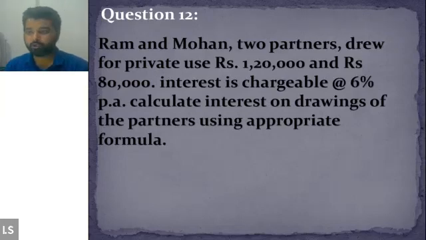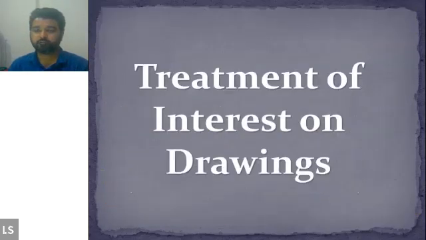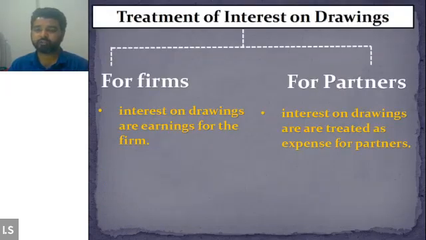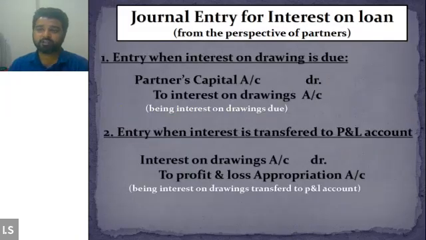Okay, guys. So I hope everything that we discussed in today's class is clear to all of you. Today, the point of discussion was how we calculate interest on drawing. In today's class, we started our discussion with the treatment of interest on drawing, where I told you that interest on drawing is considered a revenue from the firm's point of view, but it is an expense from the partner's point of view. As far as the general entry for interest on drawing is concerned, we need to pass two general entries: at the time when the drawings are due, and when drawings get transferred to the profit and loss appropriation account.